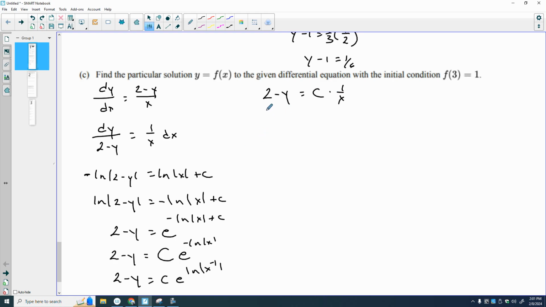Okay, I'm going to go ahead and put in my values. Put in 1 for y, put in 3 for x. 2 minus 1 equals C times 1 over 3. This becomes a 1. Multiply both sides by 3, and C equals 3. Go back to here. 2 minus y equals 3 times 1 over x. I'm going to rewrite that as 3 over x.